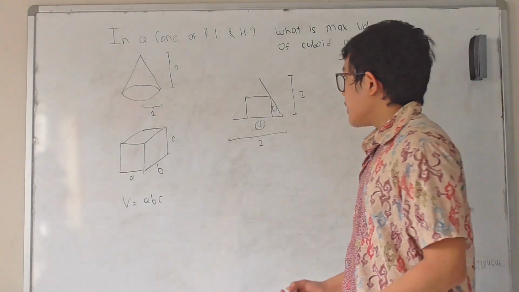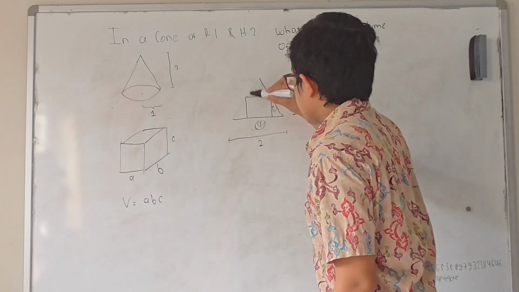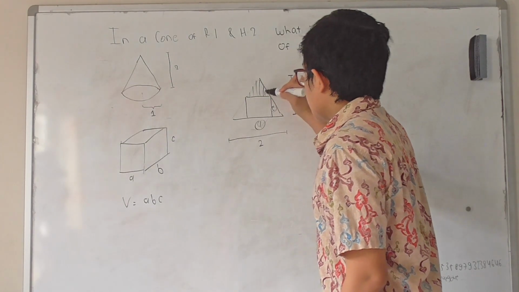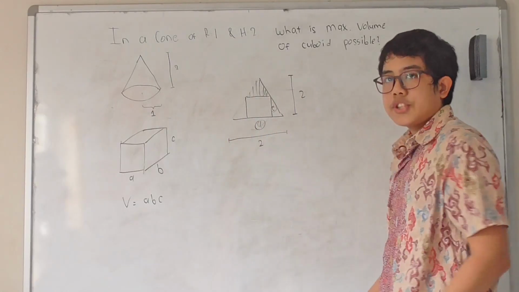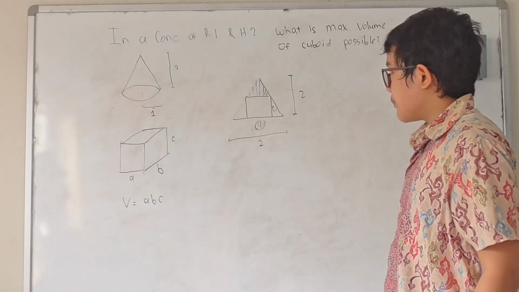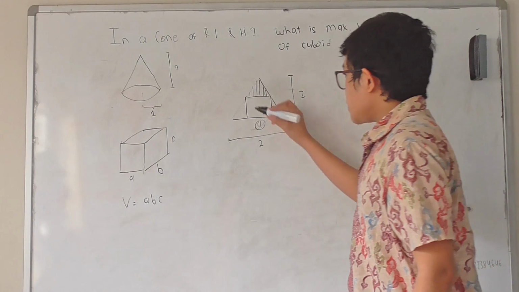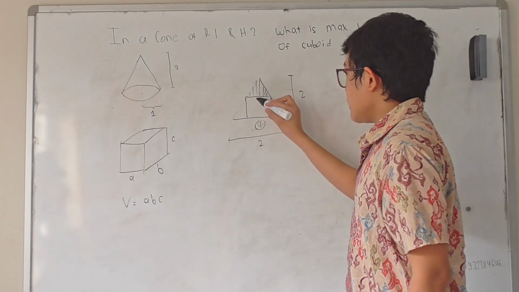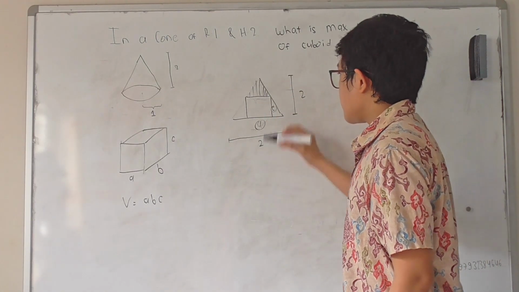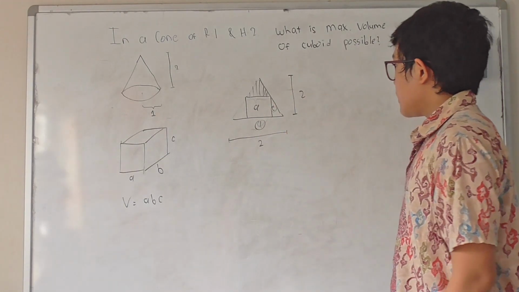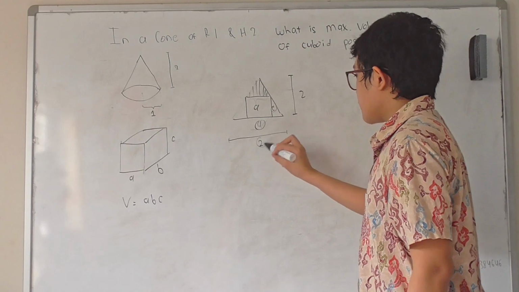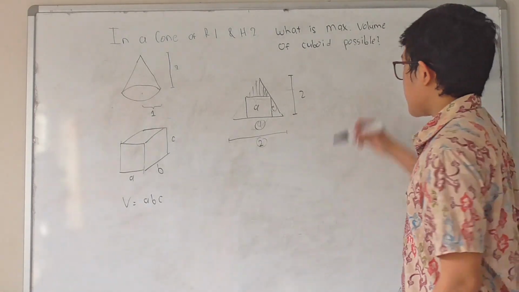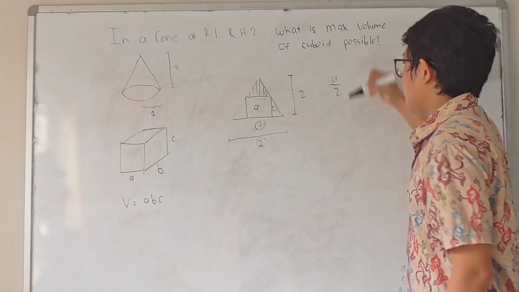So how do we do this? Let's take a look at this triangle. That triangle would be similar to the larger triangle, so the ratio of its sides would be the same. The base of the smaller triangle, this one, is equal to A, and the larger triangle has a base of 2. So the ratio of those two sides is A over 2.